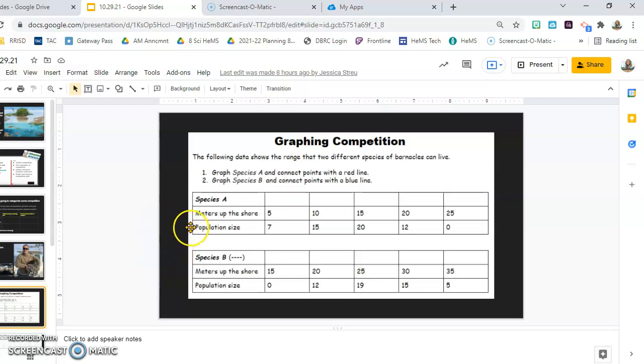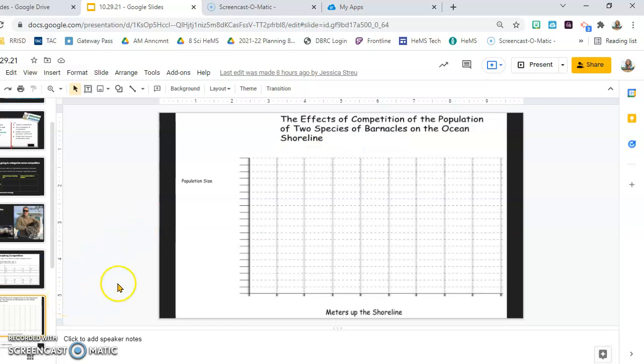We're going to graph species A first. So we're going to go to the next slide where here we go. Look, it's already pre-labeled. Population side, you just need to determine what each marker means. Here's our origin, and here's our x-axis, the meters on the shoreline. You're going to graph that with a solid line.